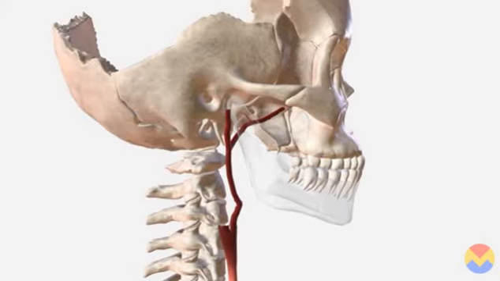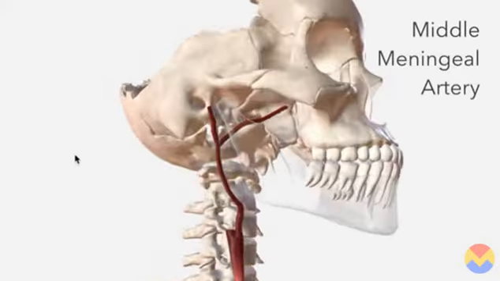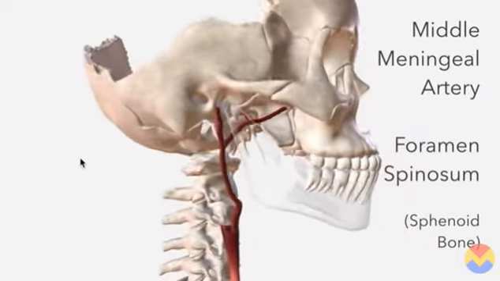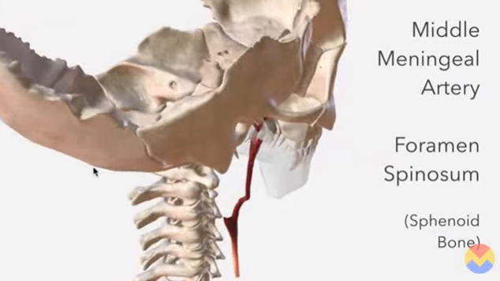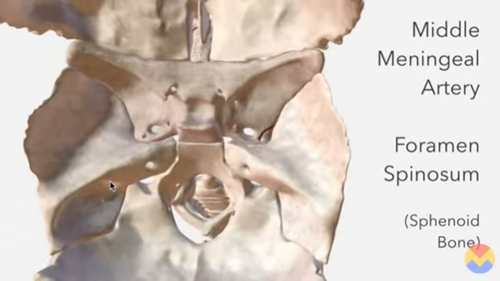The next branch of the maxillary artery is the middle meningeal. It passes through the foramen spinosum of the sphenoid bone, which we will head inside the skull to gain a better appreciation of. So this is the sphenoid bone, and this is the foramen spinosum, its most lateral foramen, and this is the middle meningeal artery passing through it.